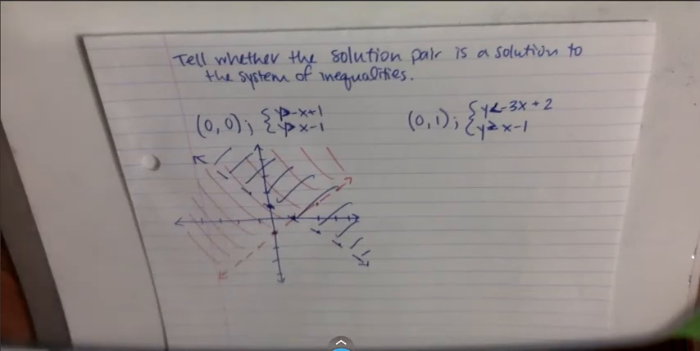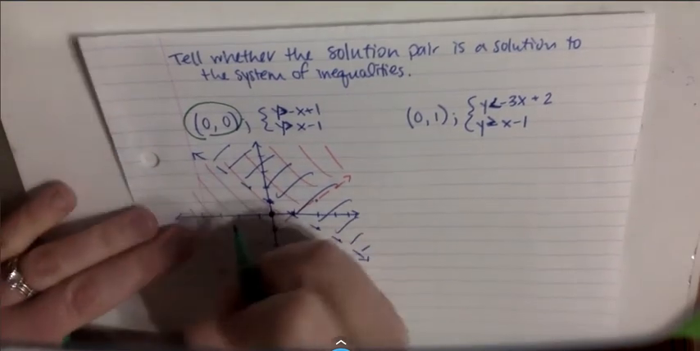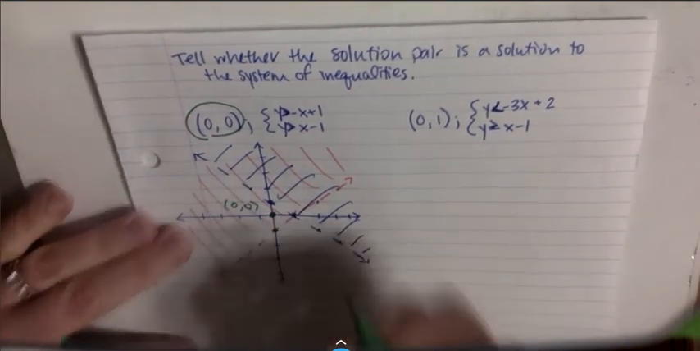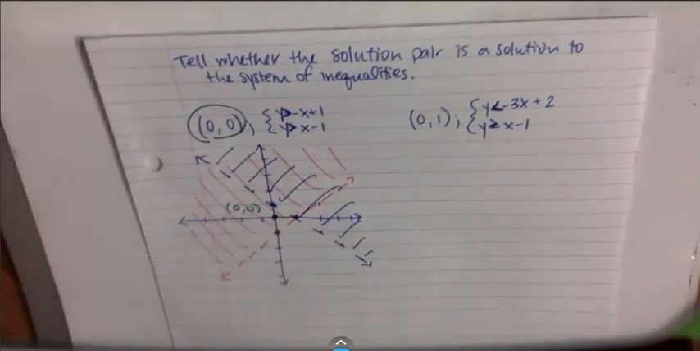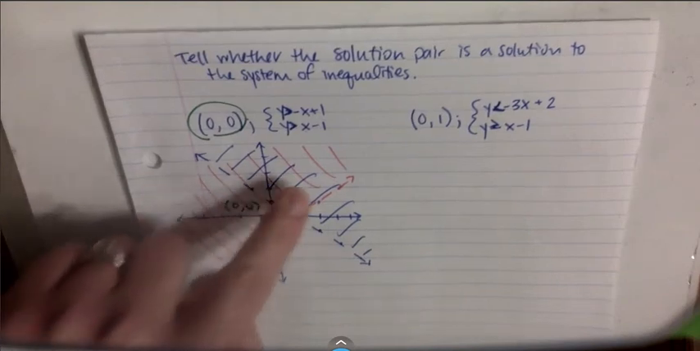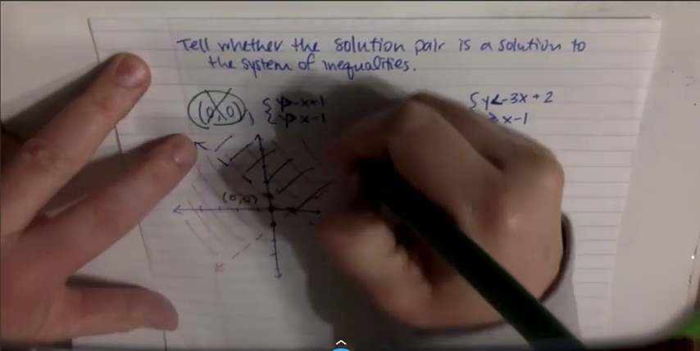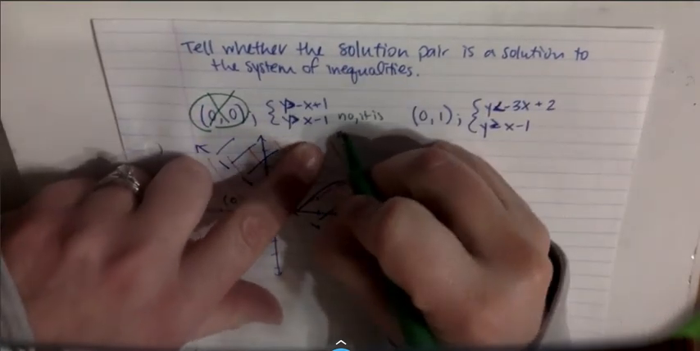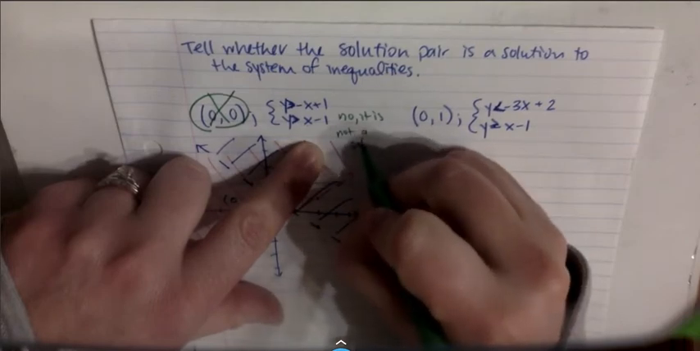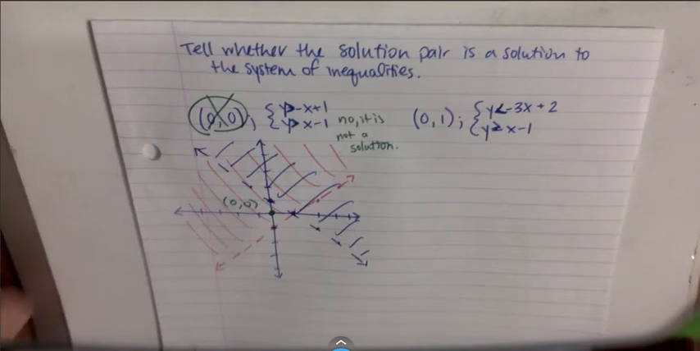And if I were to look at this point now, I can take this point 0, 0 and plot it right here, and I can see that point 0, 0 is a solution to this bottom inequality, but it's not a solution to the top inequality. It's not within that shaded region where it's double shaded. So no, 0, 0 is not a solution.